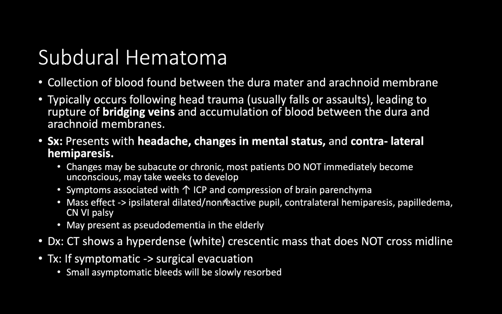Okay, great. So subdural hematoma, essentially this is just that collection of blood between the dura mater and the arachnoid membrane. This typically occurs following some sort of head trauma, a fall, or an assault that's going to lead to rupture of those bridging veins, right? This is definitely Step 1 type stuff, but coming back again, this leads to accumulation of blood in that area. This is going to present with a headache, changes in mental status, and contralateral hemiparesis.